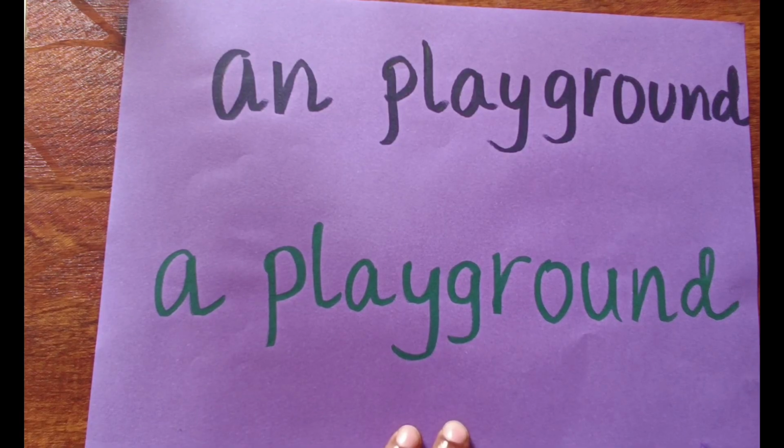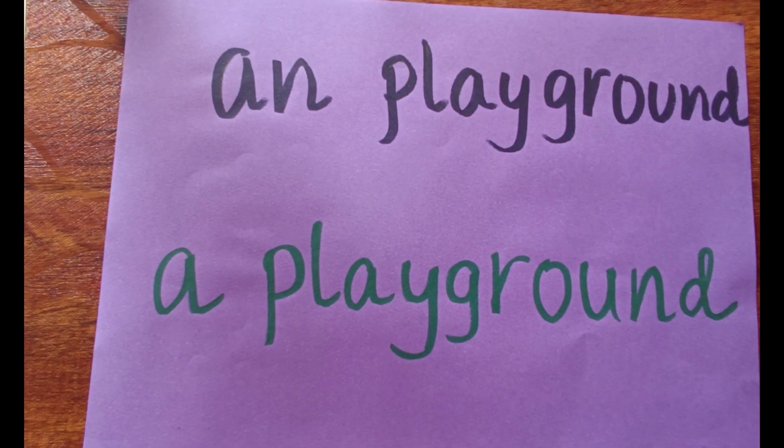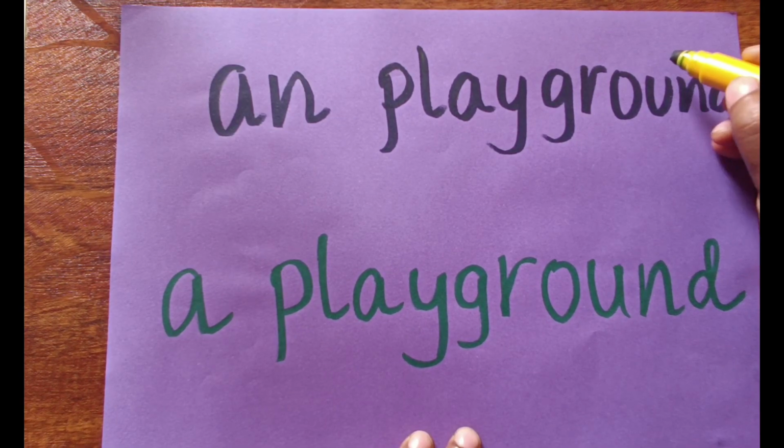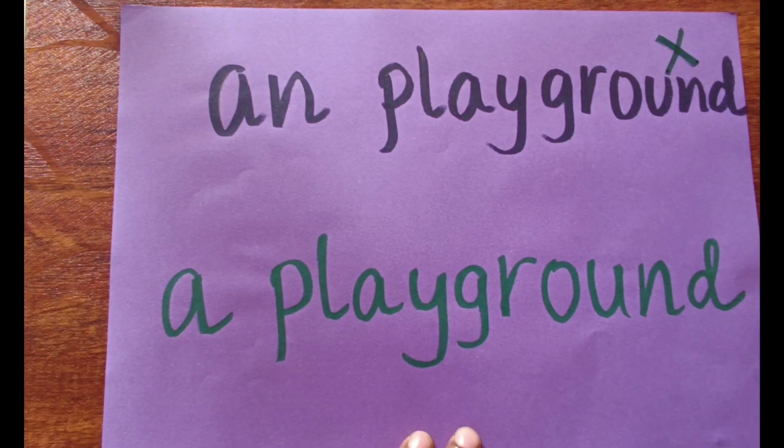Next is an playground. Playground begins with a consonant. So we should say a playground. Playground belongs to place. And an playground is wrong. We should say a playground.